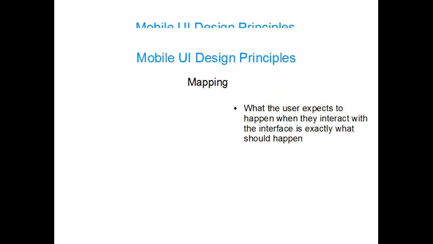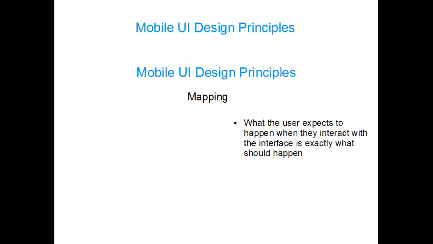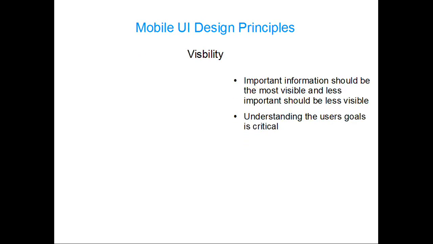And visibility. Important information should be the most visible and less important information should be less visible. Just because we have to create an app does not mean we can have all the links together in the mobile. For example, let's say I have a ticket booking, airline booking app.